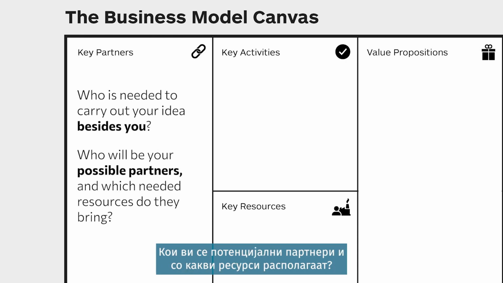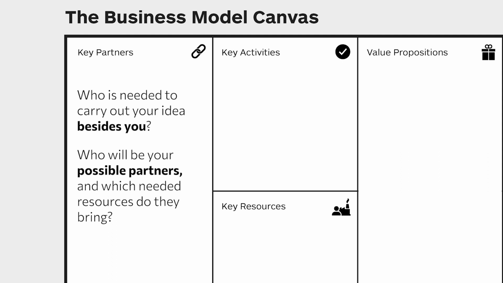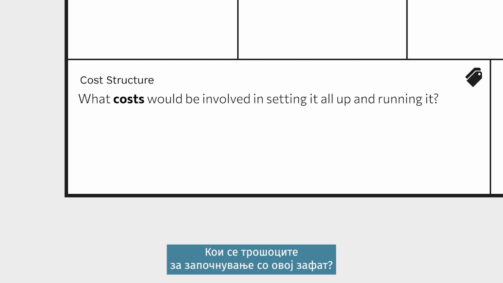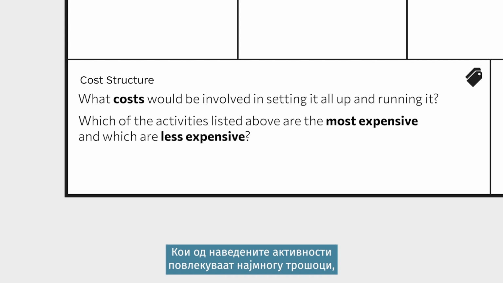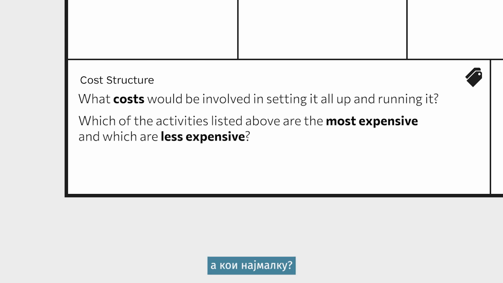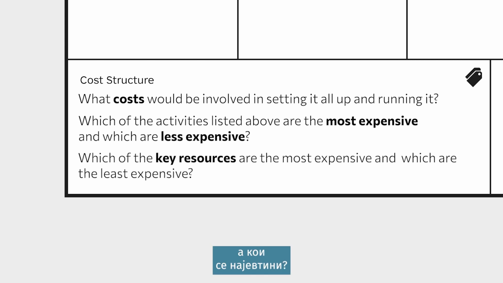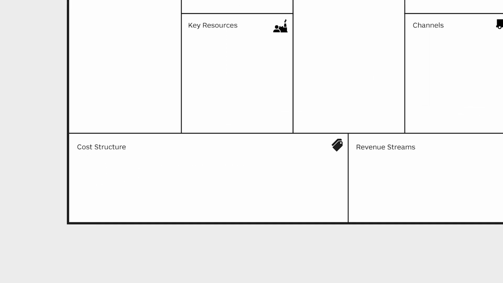Who will be your possible partners, and which needed resources do they bring? Cost structure. What costs would be involved in setting it all up and running it? Which of the activities listed above are the most expensive, and which are less expensive? Which of the key resources are the most expensive and which are less expensive?